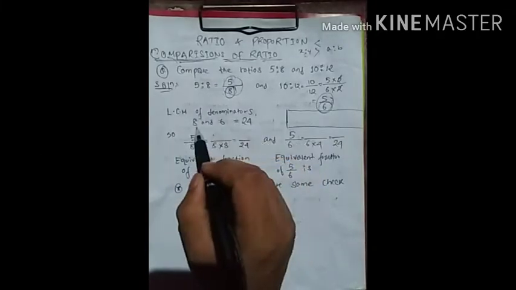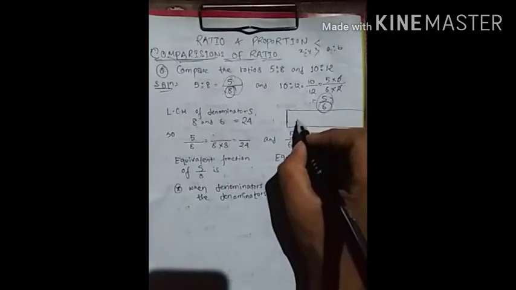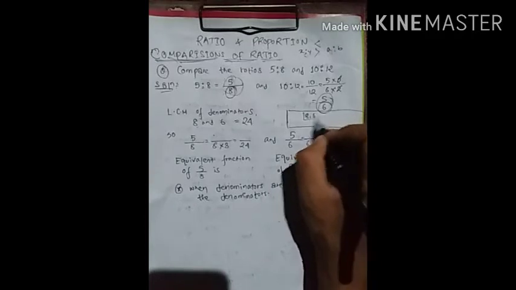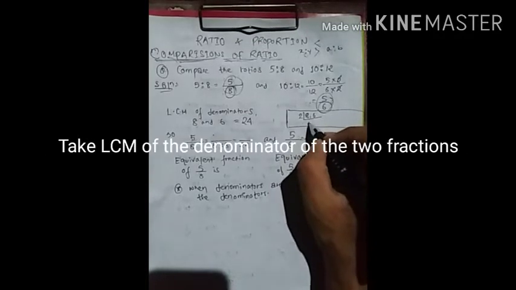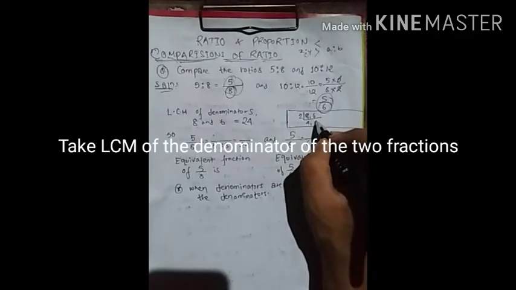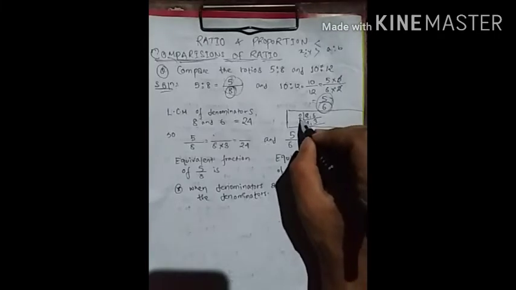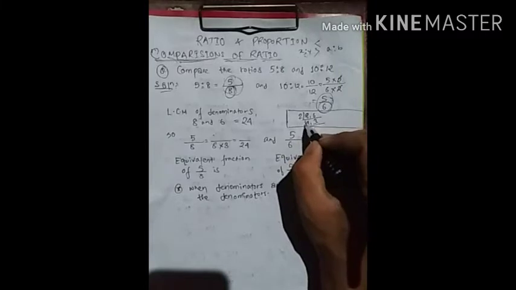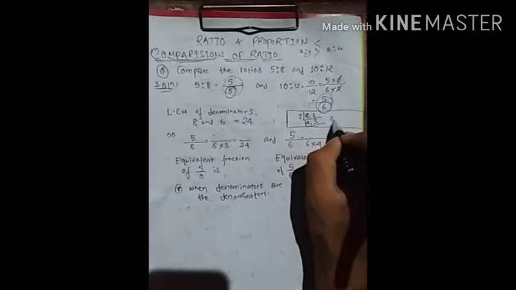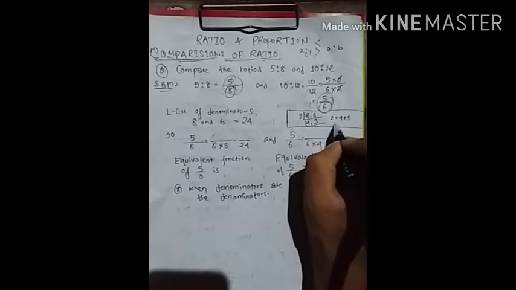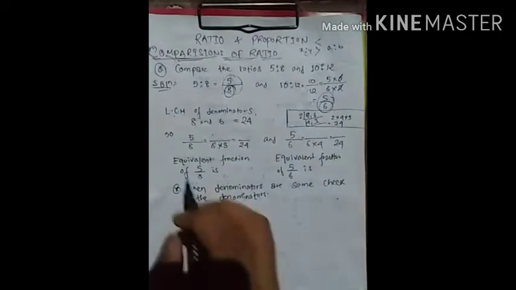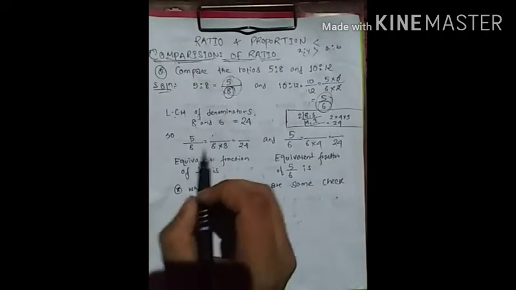So here the denominators are 8 and 6. I think everybody knows how to find it. So it will become 2, 4 and it will become 3 again. There is no common factor here, so it will be 2 into 4 into 3, and that will be 24. So the LCM will be equal to 24. So what will be our next target?